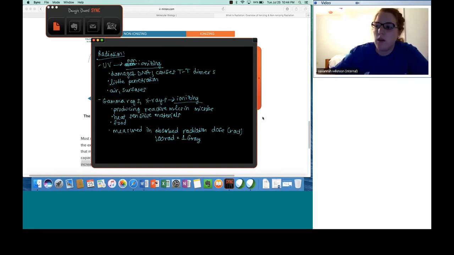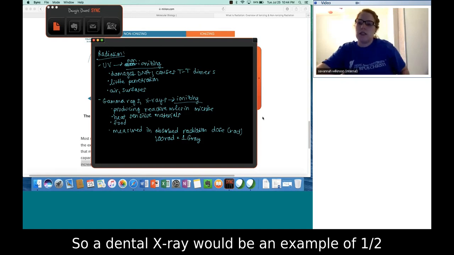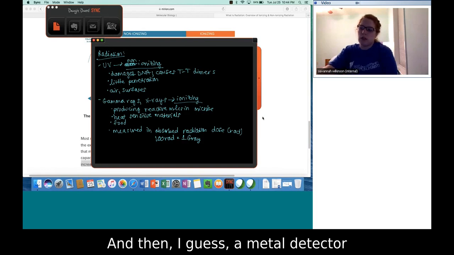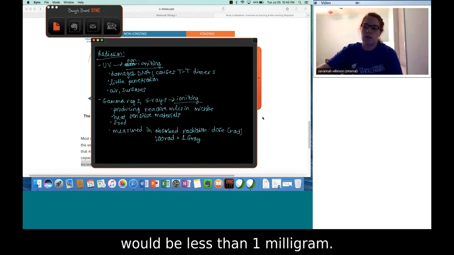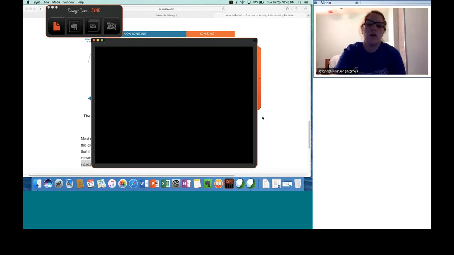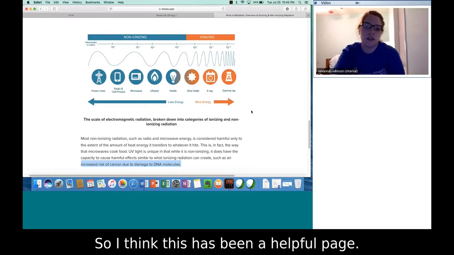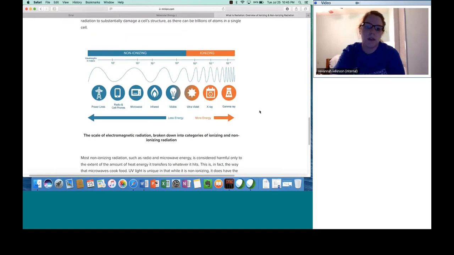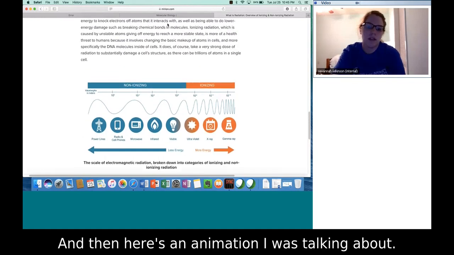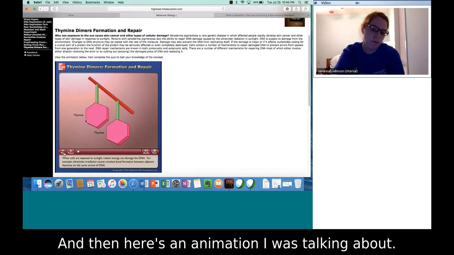Okay. So like a dental X-ray would be an example of 0.5 to 3 millirads, and then a smoke detector would be less than 1 millirad. So I think this is a helpful page. And then here's the animation I was talking about.